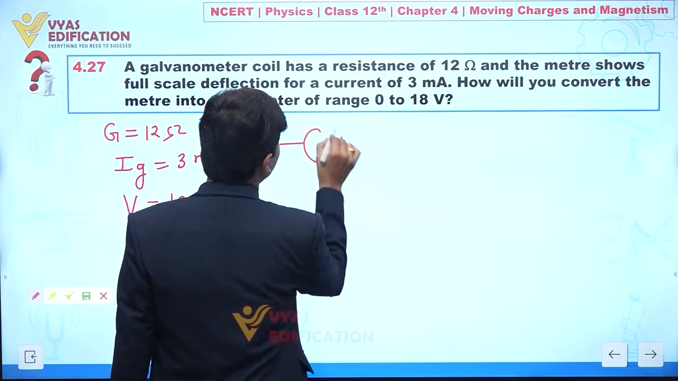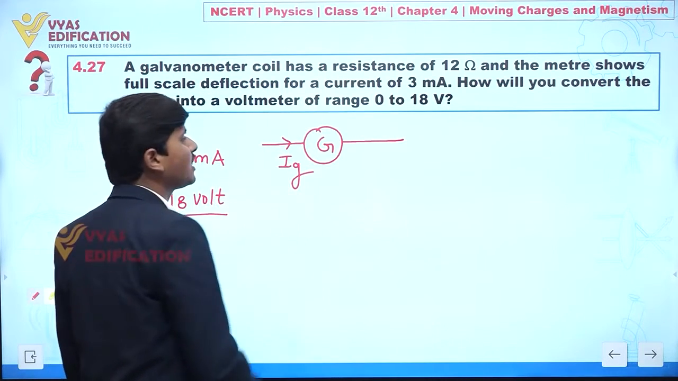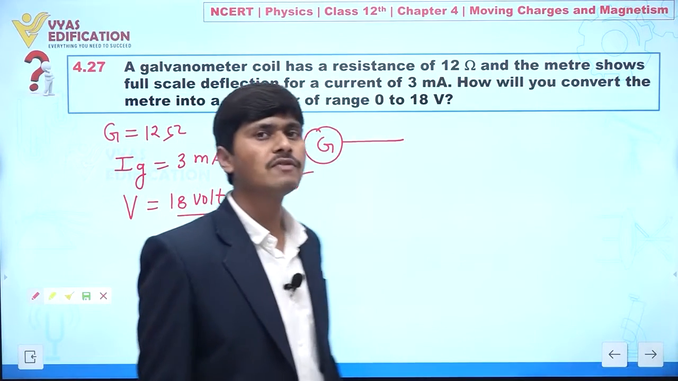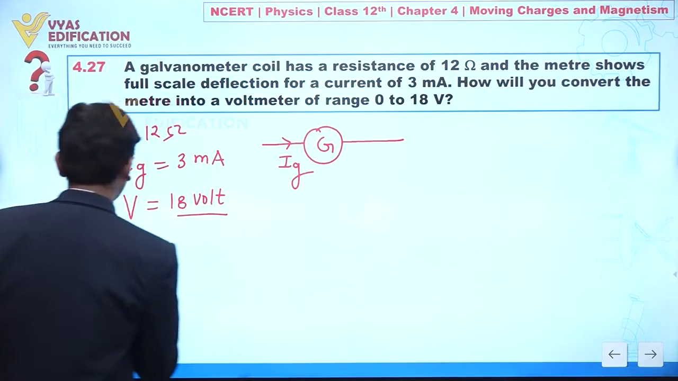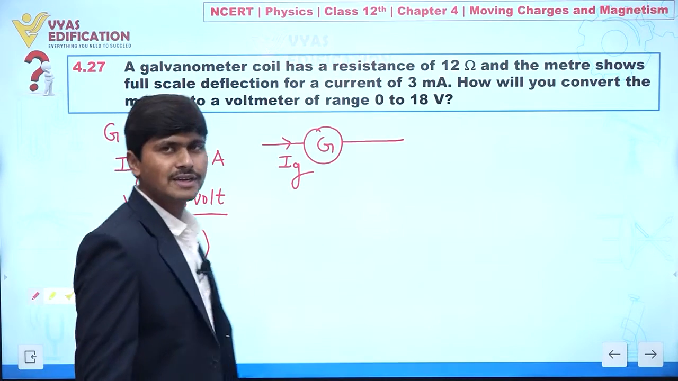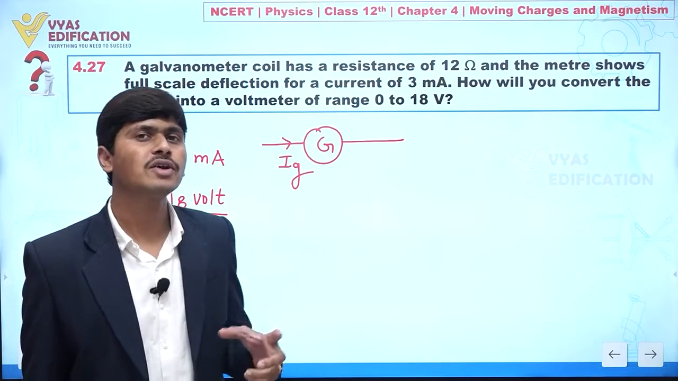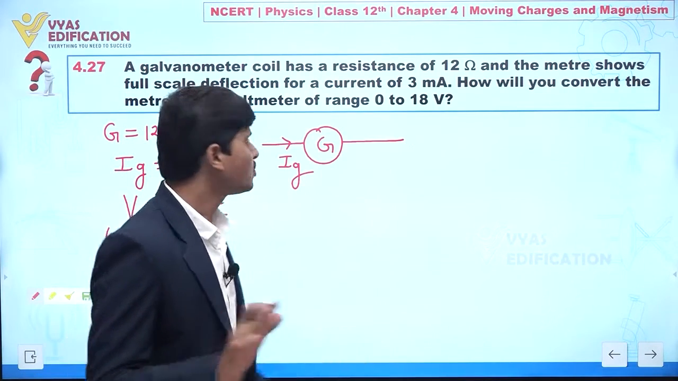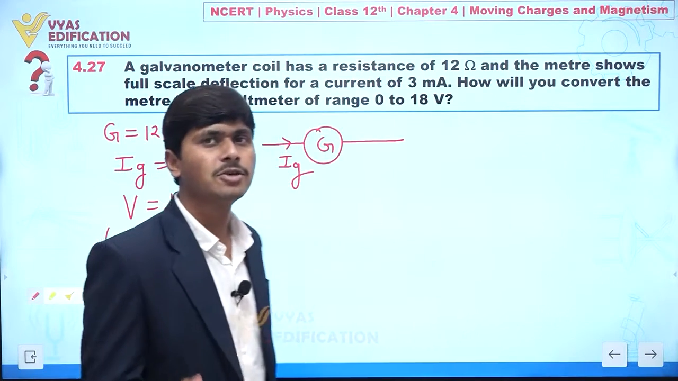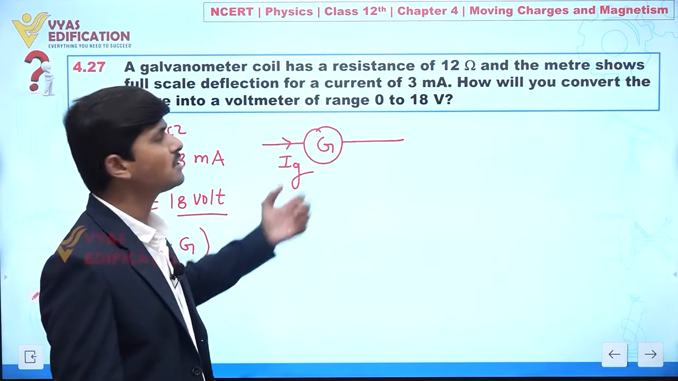So let us try to understand the mechanism. Let's suppose here we have a galvanometer, and the current giving full scale deflection is Ig. At this time the potential difference across this galvanometer is V equal to Ig multiplied by capital G. Clear everyone? But actually this voltage is comparatively low, and we want to increase the range of that voltage. So if we connect a high resistance in series with the galvanometer, it is converted into a voltmeter of range 0 to 18 volt.